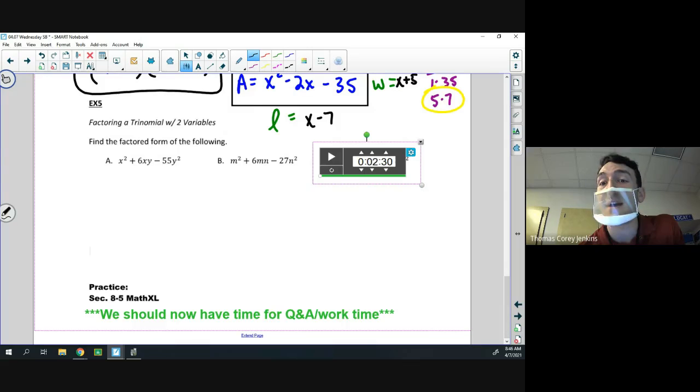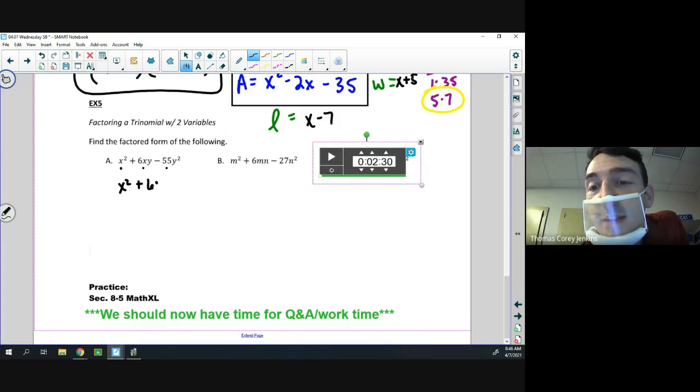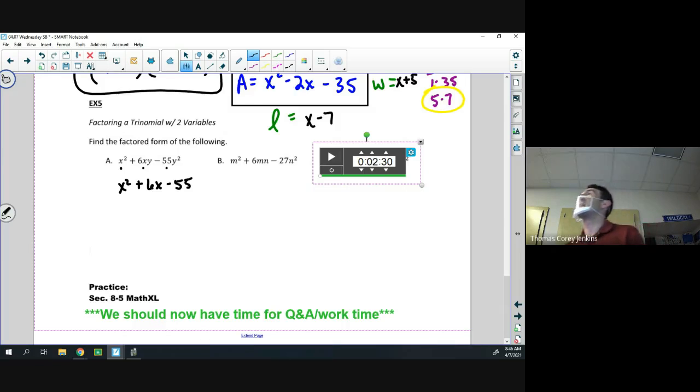Anyways, let's go ahead and see how we can cheat these. So we almost want to just imagine if it says x squared plus 6xy minus 55y squared, what you want to see in your mind's eye is just x squared plus 6x minus 55. It's going to be the same math, right? And then we'll worry about how to get that y in there at the end. Okay, so let's just factor what I wrote out by hand there.